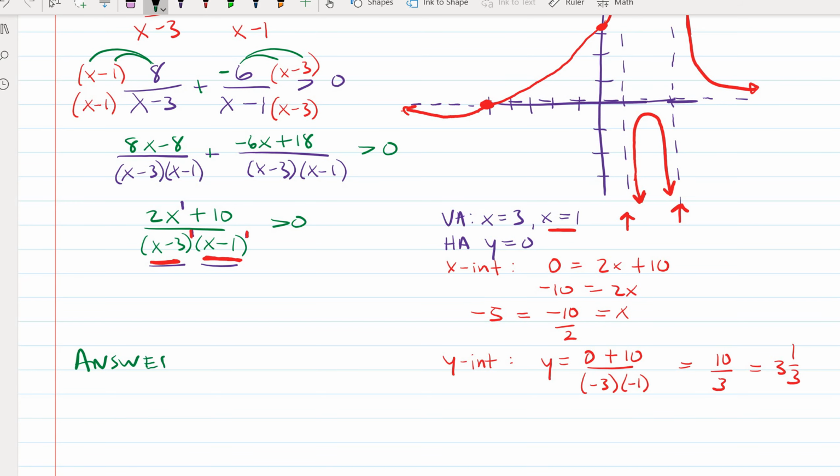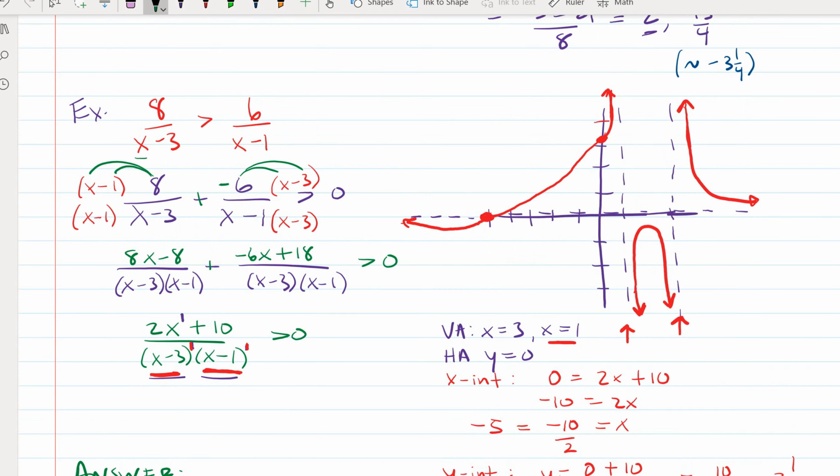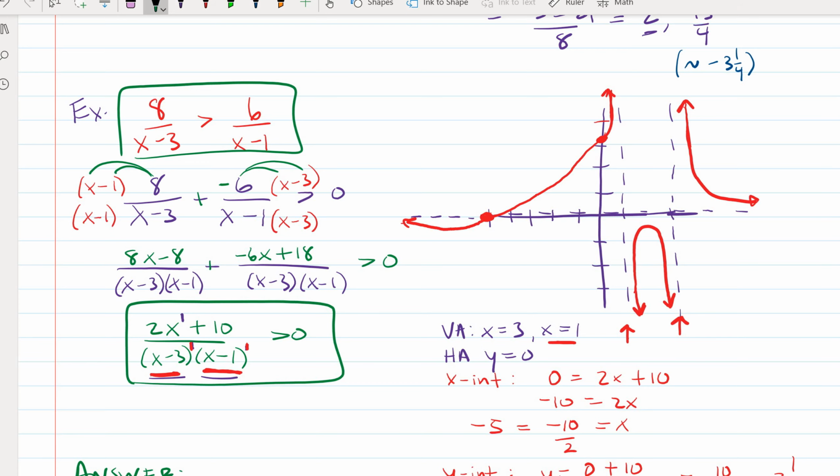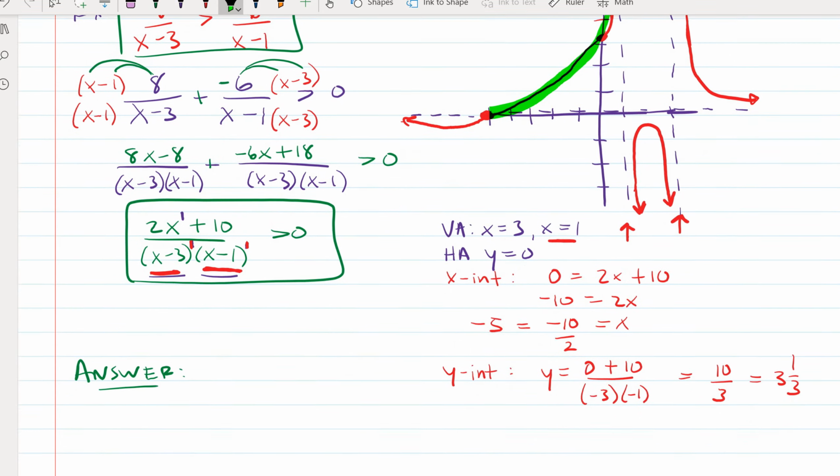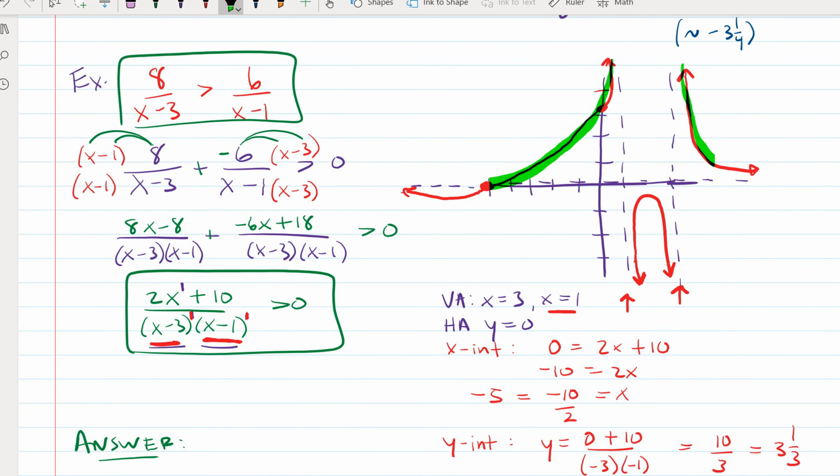So remember, we're solving an inequality. Our inequality was when is one function greater than the other. We wrote that to say when is our function greater than 0. Our function is greater than 0 here, and our function is greater than 0 here. So write that in interval notation. We start at this point, parentheses, -5. We end at this asymptote here, 1, union. We pick up again at this asymptote here, 3, off to infinity. Done.